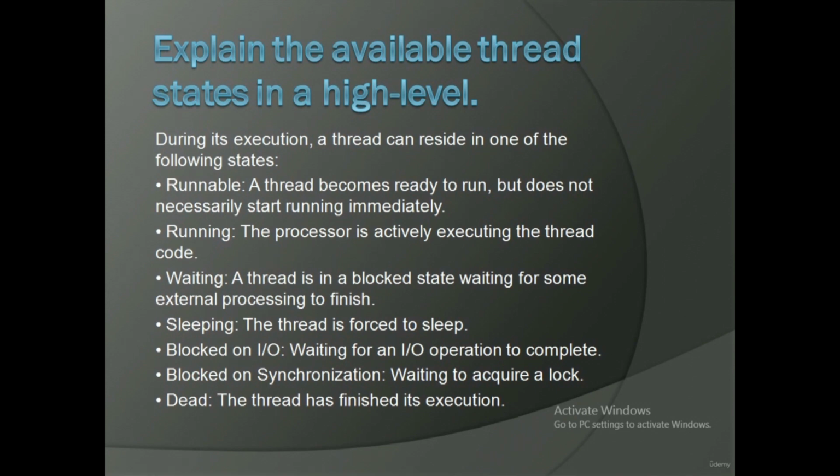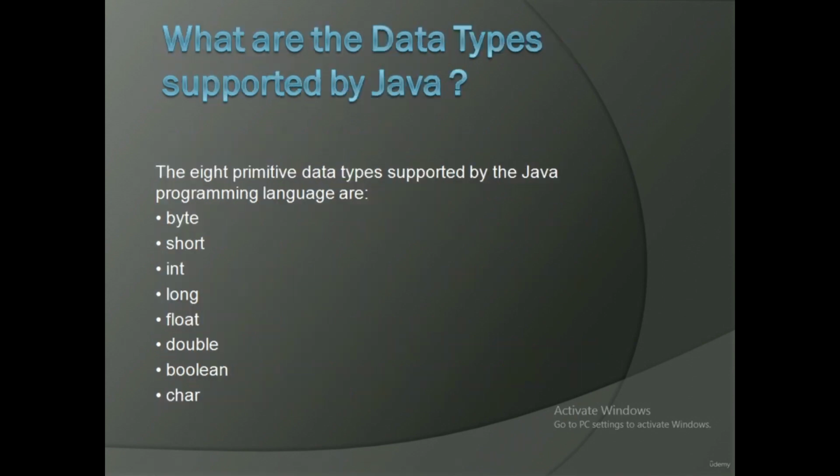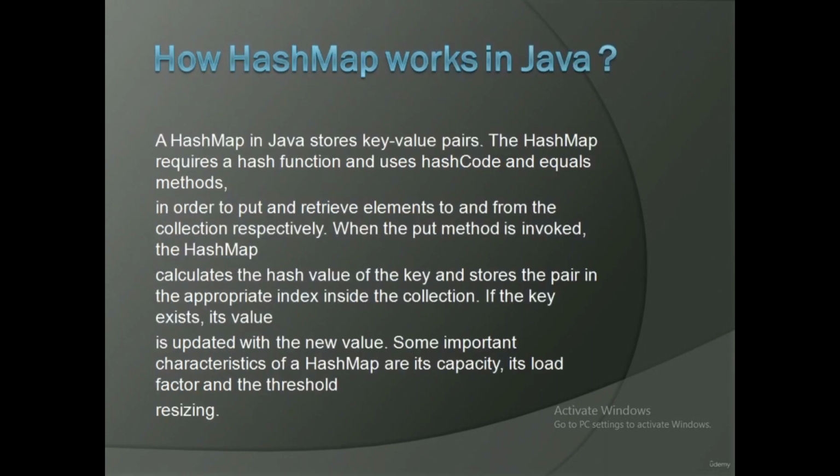Let's see another one. What are the data types supported by Java? Java supports 8 data types. They are byte, short, int, long, float, double, boolean and char. Let's see another question.